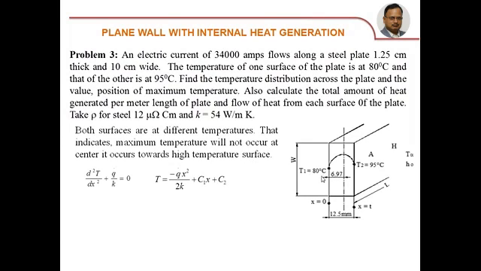Now again, the governing equation is d square T by dx square plus q dot by k equal to 0. And the solution of that is T equal to minus q dot x square by 2k plus C1x plus C2. One face is maintained at 80, the other face is maintained at 95. So two boundary conditions are known to us. At x equal to 0, T is 80, and the other one at x equal to 12.5 mm, T is 95.